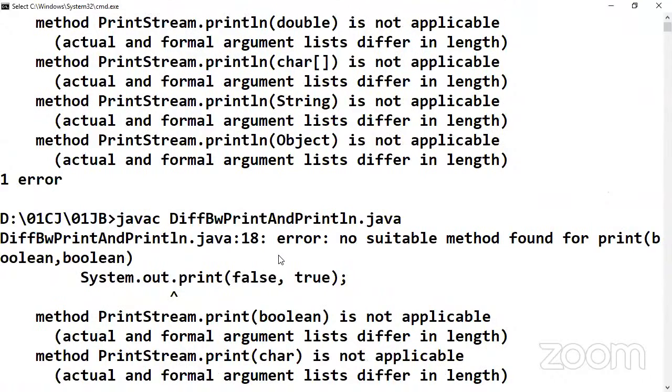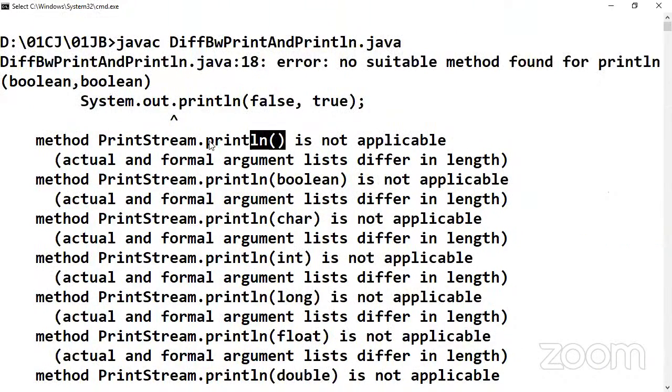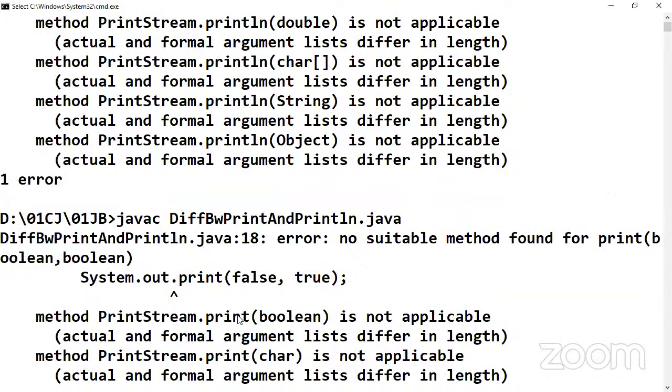No parameter print method is not available. Anybody can guess why we do not have a no parameter print method? What is the meaning of println? Ln stands for what? New line. Print one empty line. Tell me, if I write print with empty brackets, what should I print?